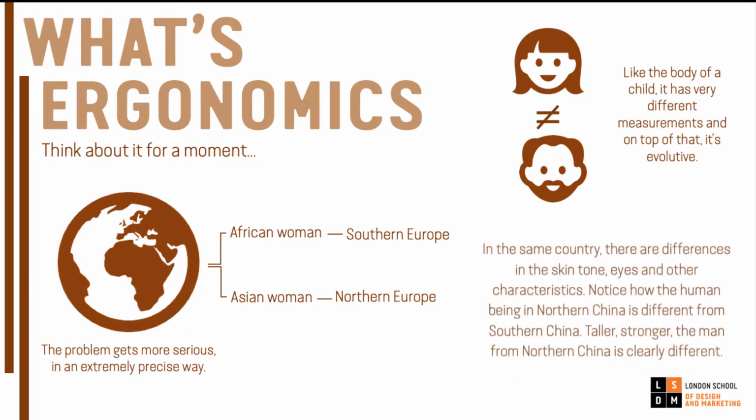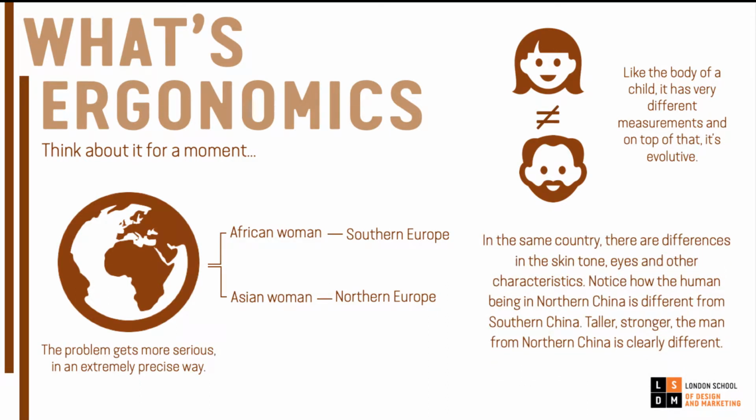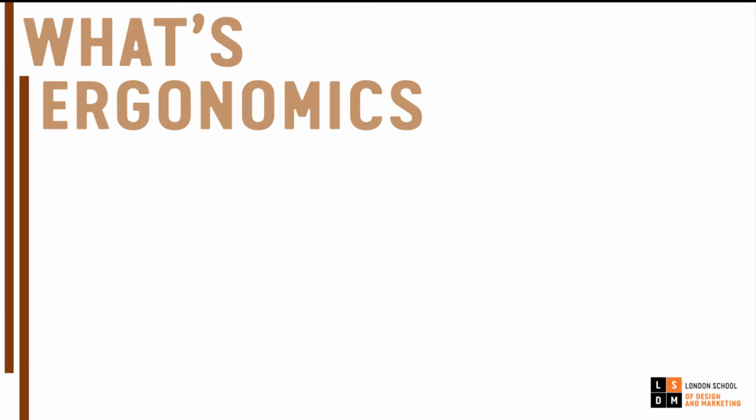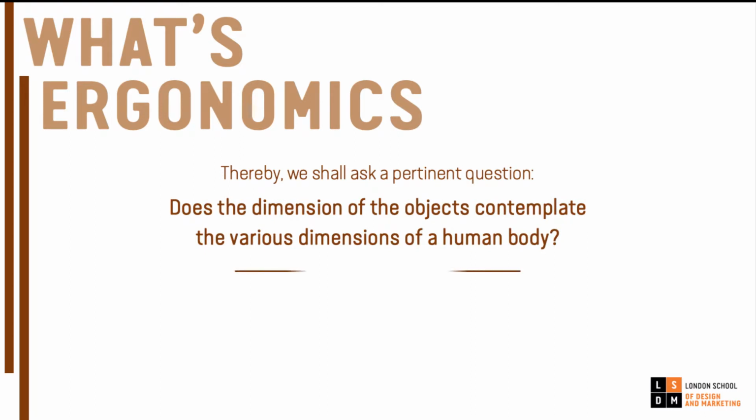In the same country, there are differences in the skin tone, eyes, and other characteristics. Notice how the human being in Northern China is different from Southern China. Taller, stronger, the man from Northern China is clearly different. Thereby, we shall ask a pertinent question. Does the dimension of the objects contemplate the different dimensions of a human body?